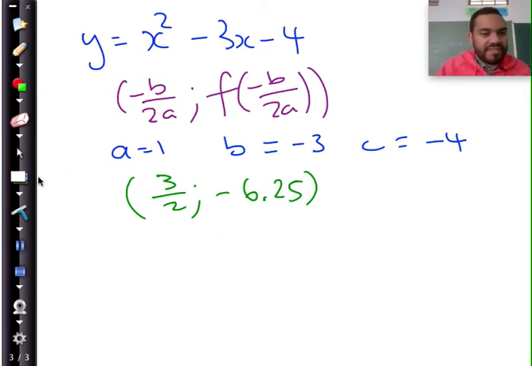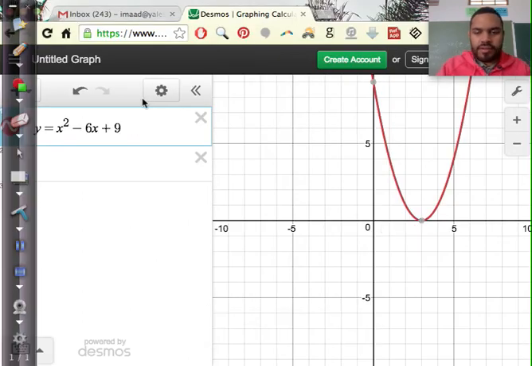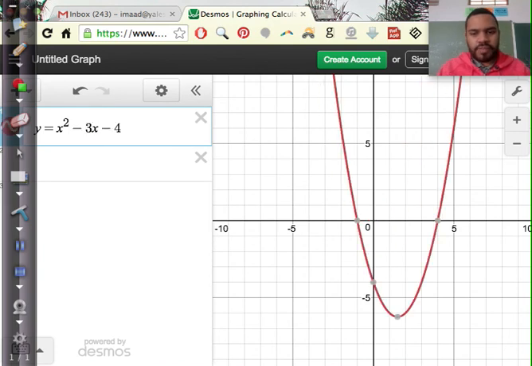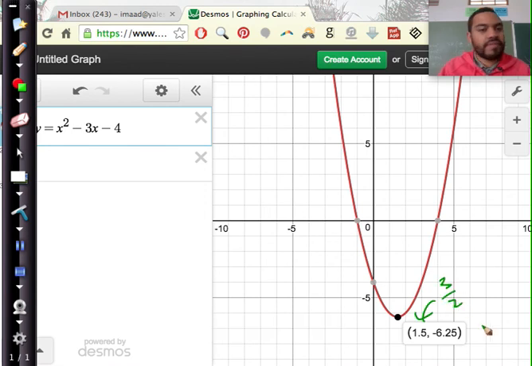Okay, let's see if that is correct. I'm going to put that function in Desmos. Okay, what do I have over there? x squared minus 3x minus 4. And there's my turning point, which occurs at positive 1.5 and negative 6.25. Now, as you're aware, positive 1.5 is the same as 3 over 2.